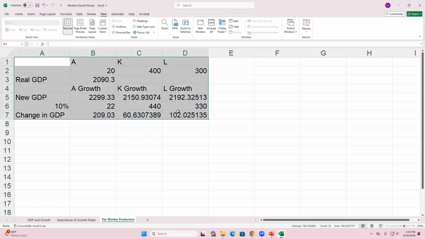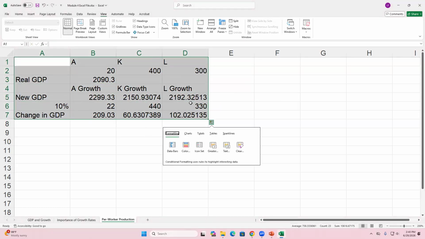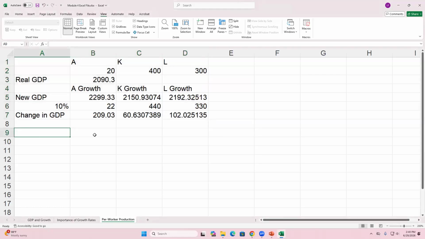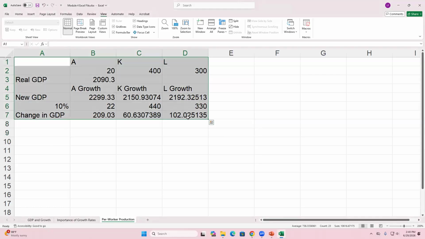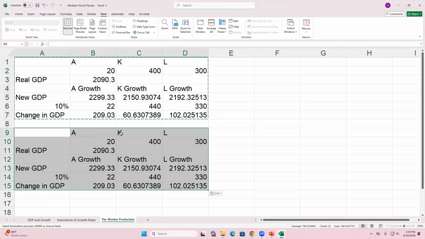So what if we had a slightly different example? Okay, so it's not always going to be that the same percentage increase in labor is going to increase real GDP by more than that same percentage increase in capital. So I'll highlight what actually matters. So I'm going to do Control C here. So copy and paste this. Okay. So same exact values.